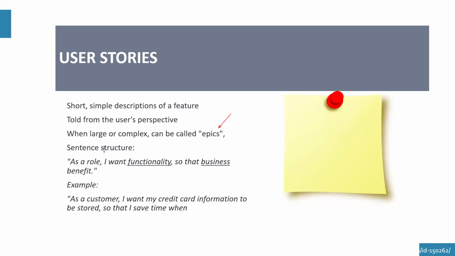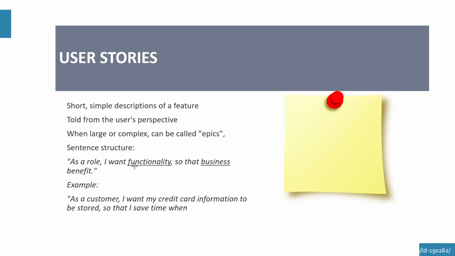Now, how do user stories work? As a role, I want functionality so that business benefit. So when we talk about user stories, we are looking at a way of describing features from the user's perspective. Let's look at the example here. As a customer, I want my credit card information to be stored so that I can save time when checking out. So look at the functionality.